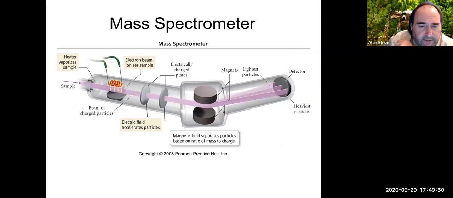Here's a much prettier picture of what's going on. Your sample comes in here, it gets heated up as it goes through here, gets separated by an electrical field and then a magnetic field as it bends, and then it gets separated by mass. On the left here, as you can see, the lightest one is coming out, the heavier one is coming out a little bit further down on the detector, giving you the peaks that you typically would see in that graph we just saw.